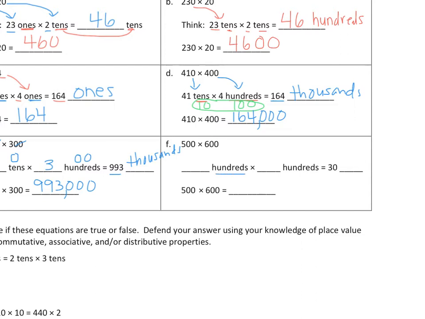So we already have hundreds. So how many hundreds do we have in the first number? We have 5. And then we're going to multiply that by 600s. Well, 5 times 6 is 30. And so hundreds times hundreds. So if I wrote the number 100 underneath the word hundreds, same thing over on the other side, 100 times 100 would give you 10,000.